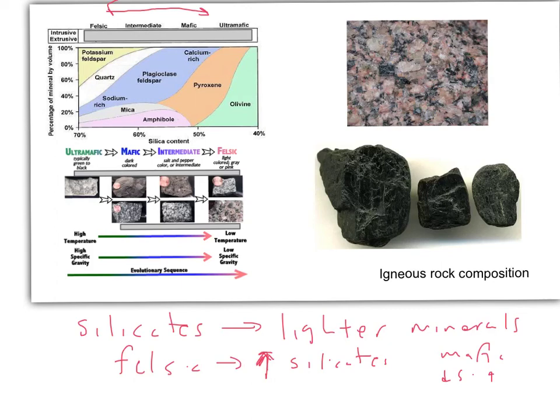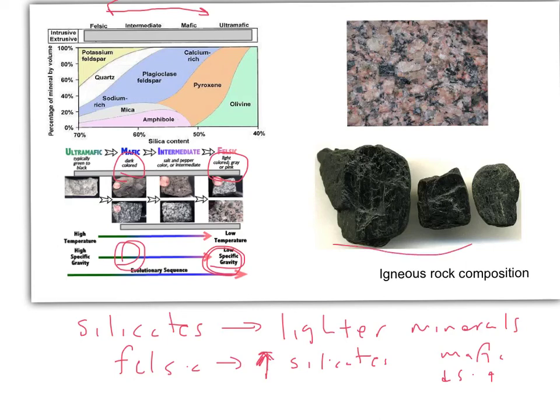So the mafic rocks tend to be darker, and the felsic rocks tend to be lighter colored, maybe even pinkish, and the felsic rocks are going to be lower density rock, and the mafic rocks are going to be higher density rock.